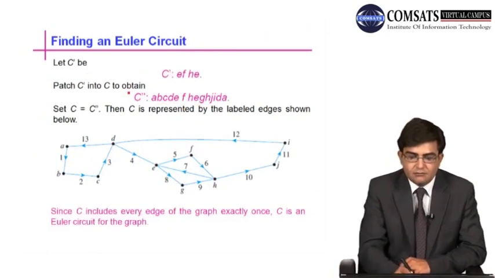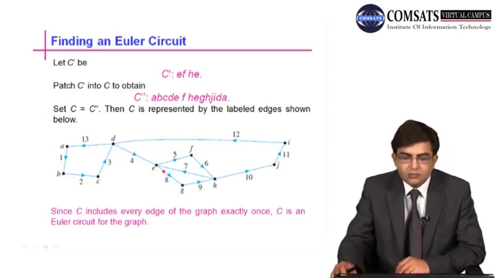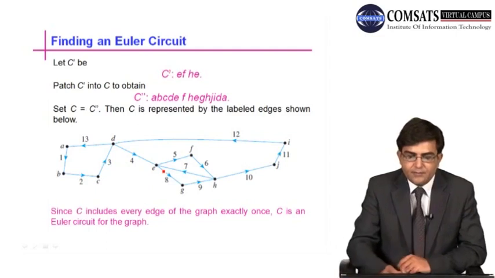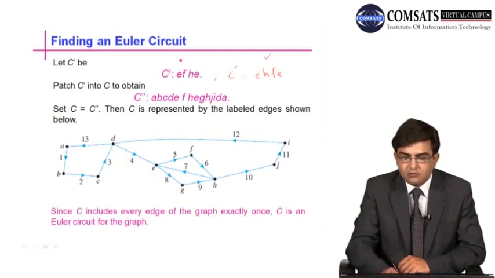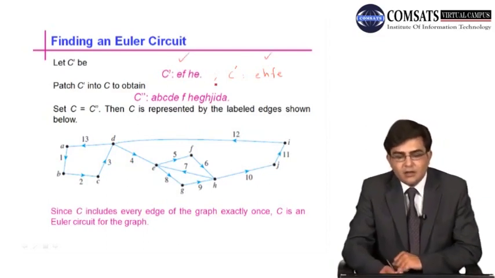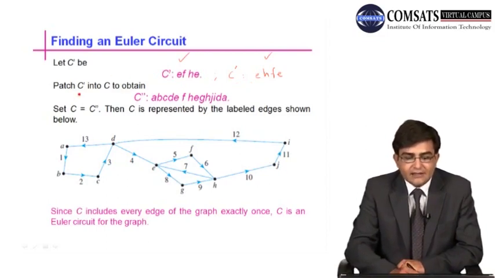This is basically C dash, E, F, and here he has created a circuit like this, E, F, H, E. This is also valid, and you can construct a circuit like this, or what I have constructed here, E, H, F, E. So both of these are correct. You can use either of these two. Now patch C dash into C.